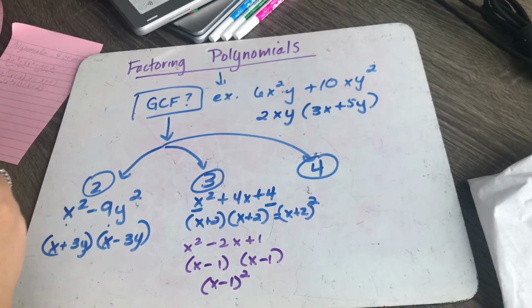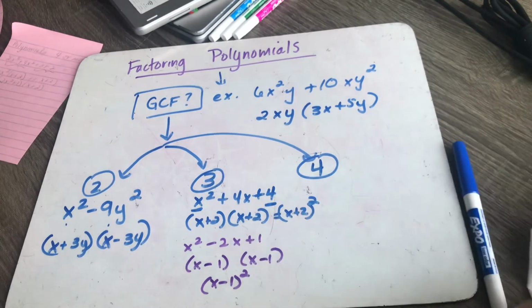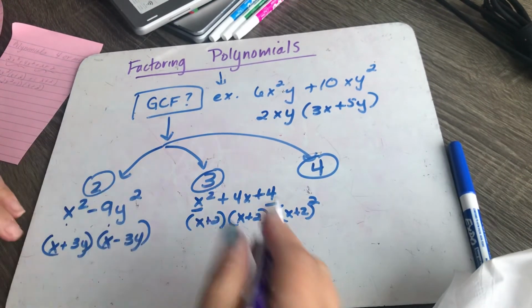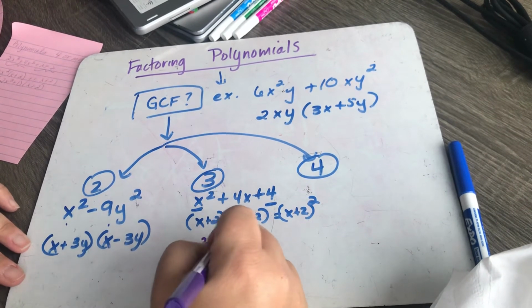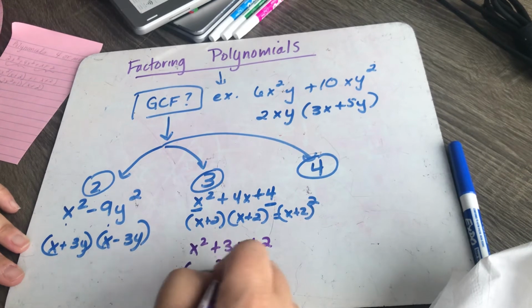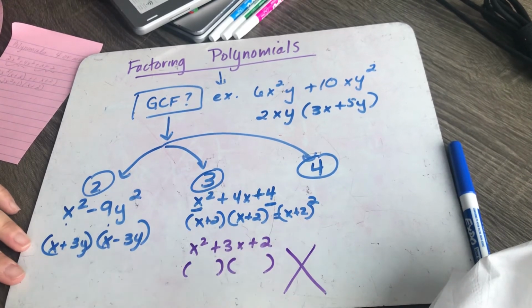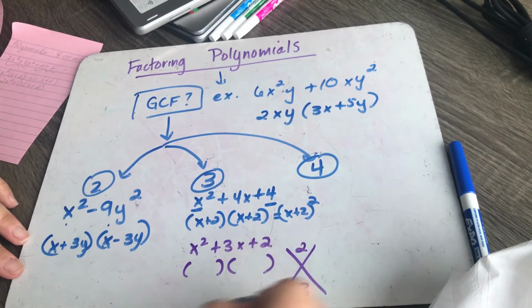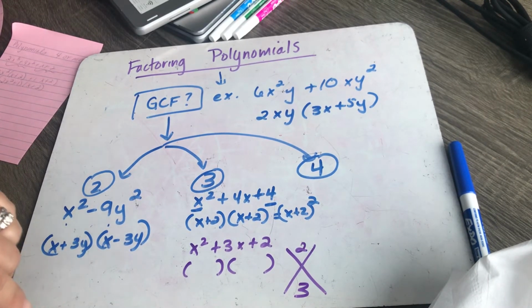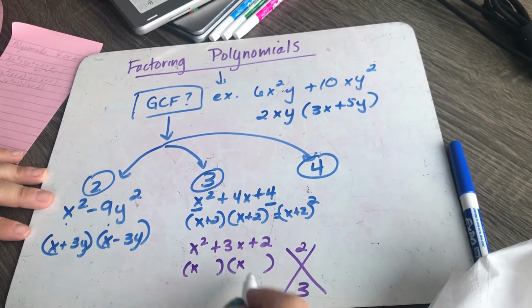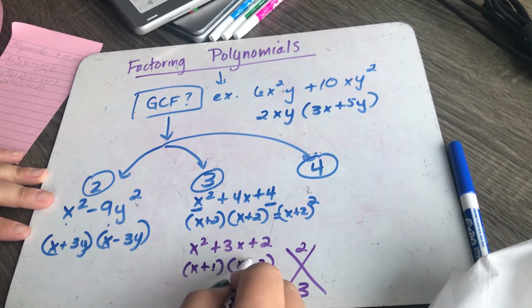I could have had one that's not a perfect square, which could look like x squared plus 3x plus 2. So I could do my diamond situation here, and I have a product of 2 and a sum of 3. When I do that, I know it's x, and a 2 and a 1, and they're both positive, so that's my answer.